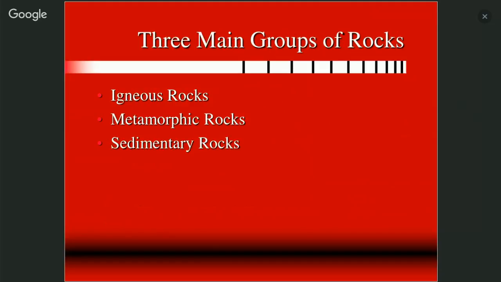So there are 3 different types of rocks. We have igneous, metamorphic, sedimentary, and, well, those are the 3, sorry. So igneous, metamorphic, and sedimentary rocks. Those are the different types of rocks we've got, and like I said, they're classified based on how they're formed. So we're going to start first with igneous rocks.